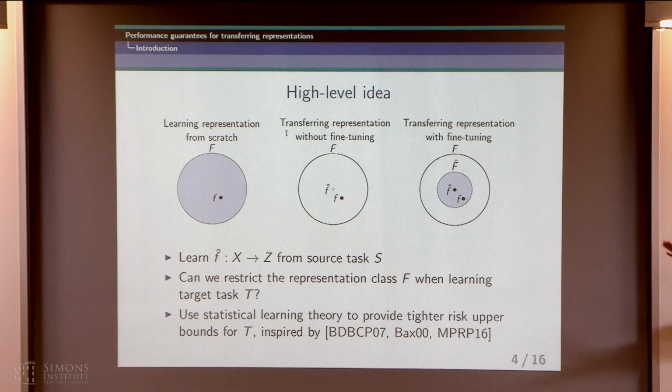So we want to try and understand this from a statistical learning theory perspective. Some of the work on weight transfer in neural networks is focused on things like how do you initialize a non-convex optimization in a good place? That's not the kind of question that we're going to look at here. It's more a question of can you restrict your hypothesis class in such a way that you get improved generalization on the target task?